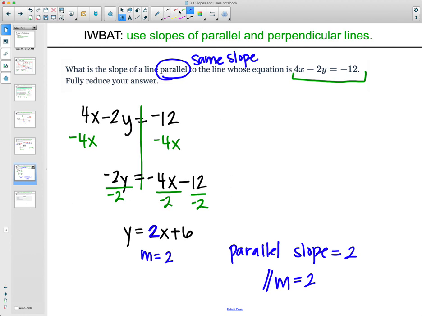If we had wanted a perpendicular slope, remember, for perpendicular, so this is the abbreviation for perpendicular, a perpendicular slope would be the opposite sign. So this is positive 2, so the opposite would be negative 2. And then we also would need to flip it. So the perpendicular slope would be negative 1/2. Parallel, exact same. Perpendicular, opposite reciprocal.